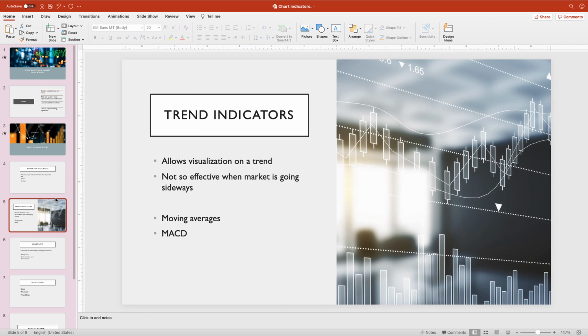Following that, we also have the trend indicators. They allow us to visualize the trend. Are we in an uptrend? Then how do we know? These will let you know by allowing us to visualize how they are moving. But the issue with them is that they are not so effective in a sideways market, because they are being used for trends. If the market is moving sideways and you are using them, definitely this is not something that you are going to be able to see. These include your moving averages and your MACD.